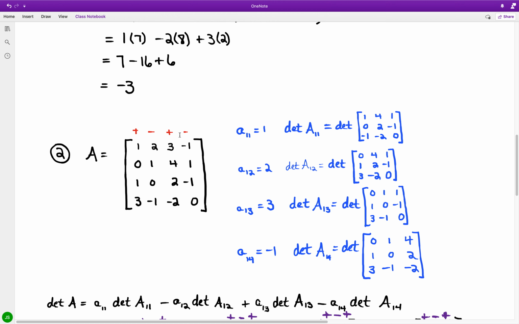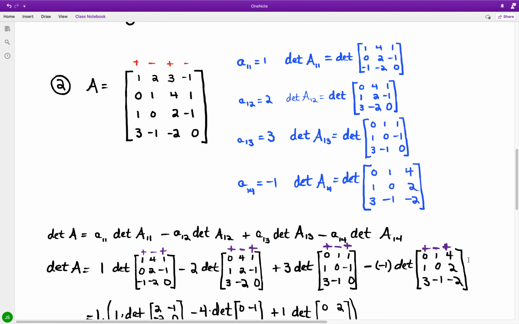And then for 3, if I section this out, I have 0, 1, 1, 1, 0, negative 1, 3, negative 1, and 0 exposed. And with the last element in the top row, we have negative 1. For the corresponding determinant, if I were to section out the top row and the rightmost column, I would have 0, 1, 4, 1, 0, 2, and 3, negative 1, and negative 2 exposed.